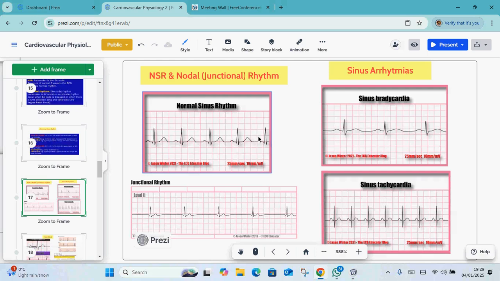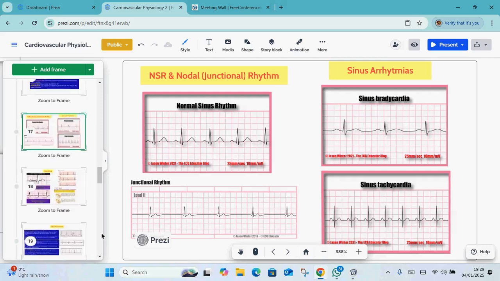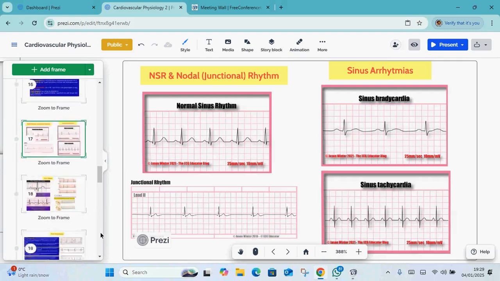Then divide 300 by that number. So 1, 2, 3, 4. 300 by 4, the heart rate here is 75. 1, 2, 3, 4, 5, 6. 300 by 6, the heart rate is 50 here. 1, 2, 3. 300 by 3, the heart rate is 100 here. Clear so far?